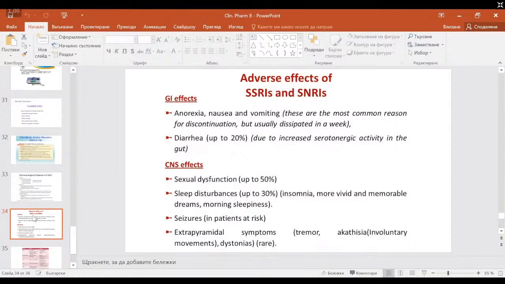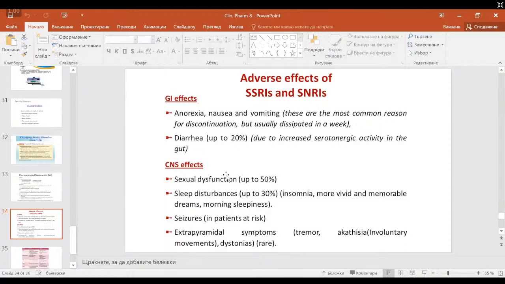What are the adverse drug reactions of SSRIs and SNRIs? Well, anorexia, nausea, and vomiting, they are most common, and the most common reason for discontinuation, of course. But they are usually dissipated in a week. Patient can get diarrhea in up to 20% of cases due to increased serotonergic activity in the gut, because we said that they block the reuptake of serotonin selectively.